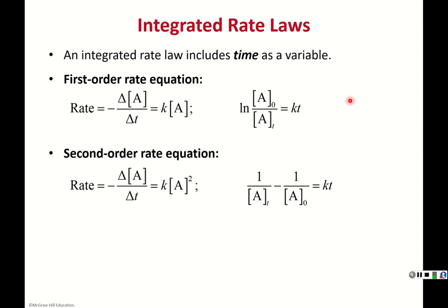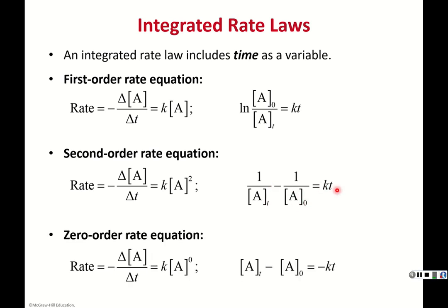Okay, for a second order, our second order rate is shown here. When we integrate that, we get 1 over A at time t minus 1 over A naught equals kt. And then finally, a zero order rate law is A at time t minus A naught equals negative kt. So the second order and zero order integrated rate laws look sort of similar. The first order is the one that you have to take the natural log of A naught over A t.